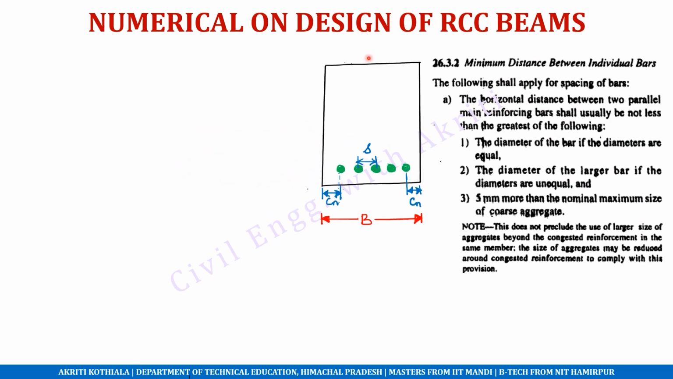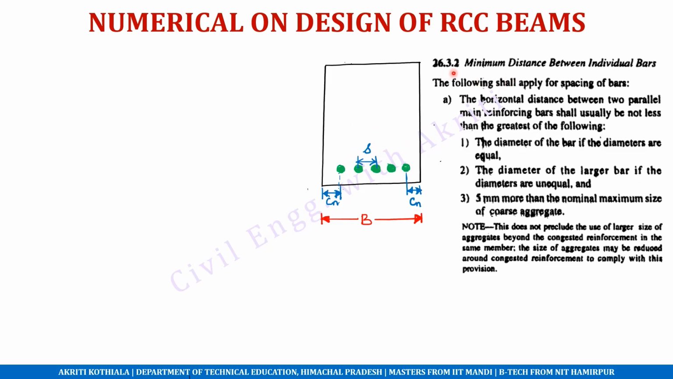Now moving on to the next step, we will be calculating the minimum distance between individual bars. Now we can see we have provided 5 bars. There is a width of the beam which is equal to 200 mm, and we have provided some cover. This cover is equal to the value we assumed, that is 40 mm, and we have provided 1, 2, 3, 4, 5 bars. Our aim is to calculate the spacing between the two bars. The spacing is required so that the aggregate, whenever we are pouring in concrete, does not get stuck here. It is equally distributed throughout the beam.